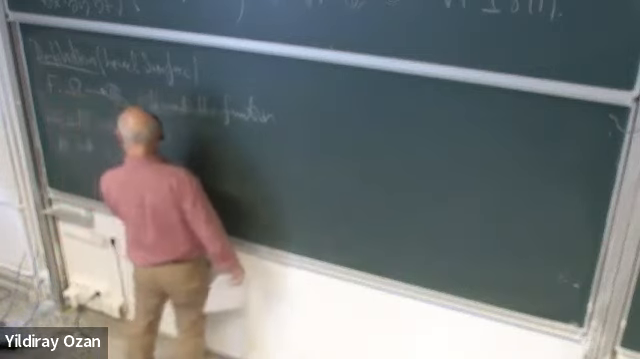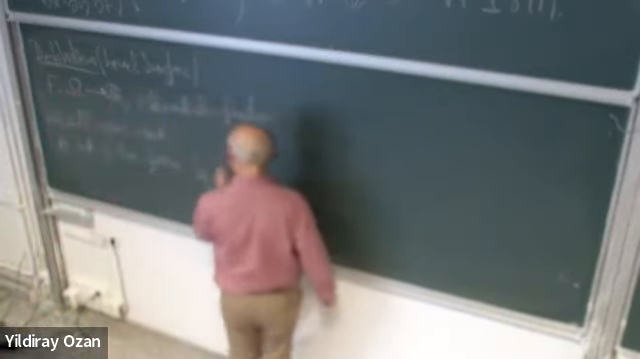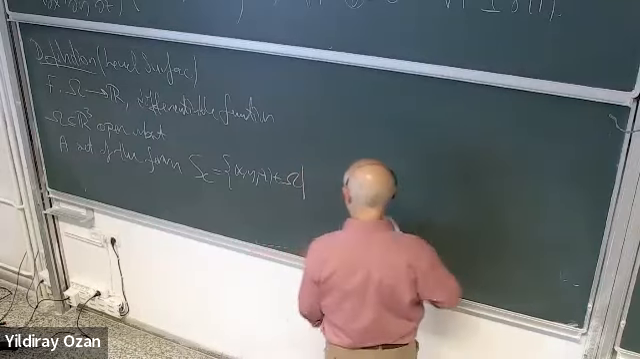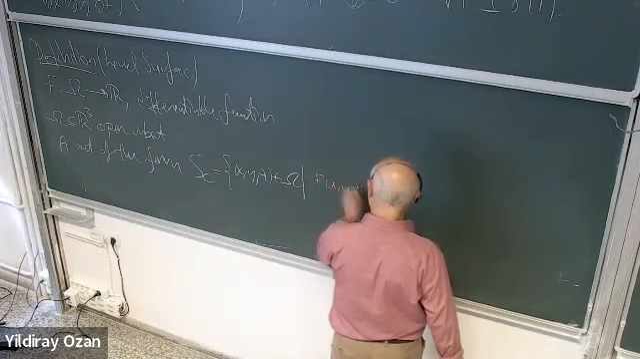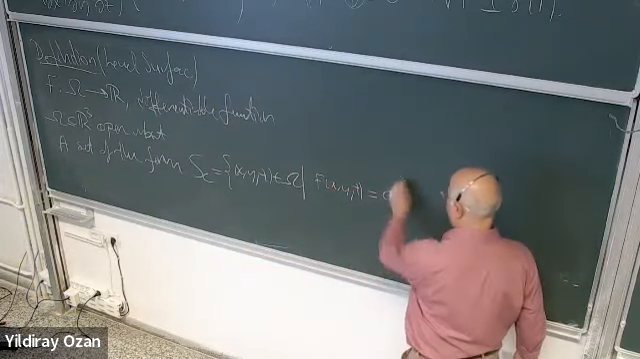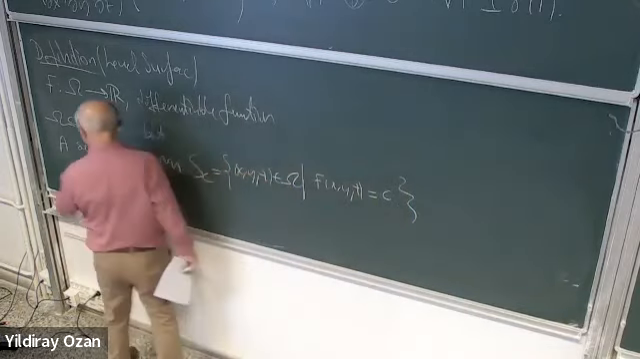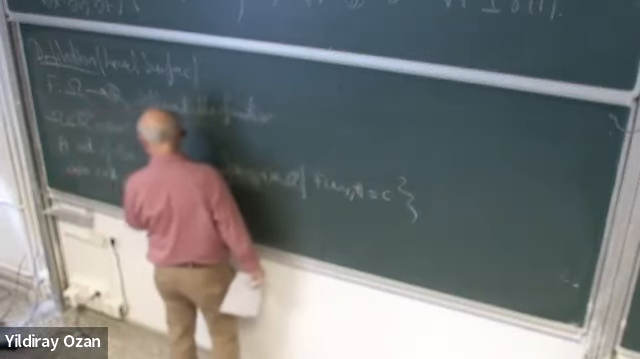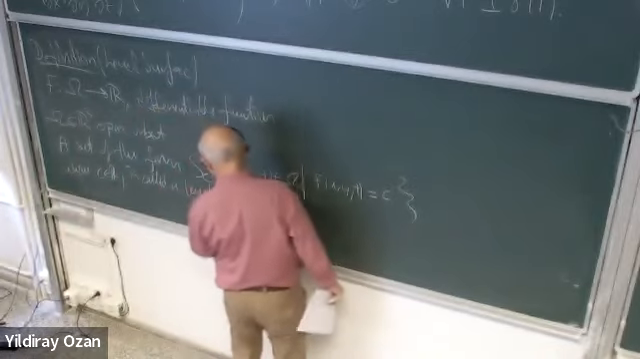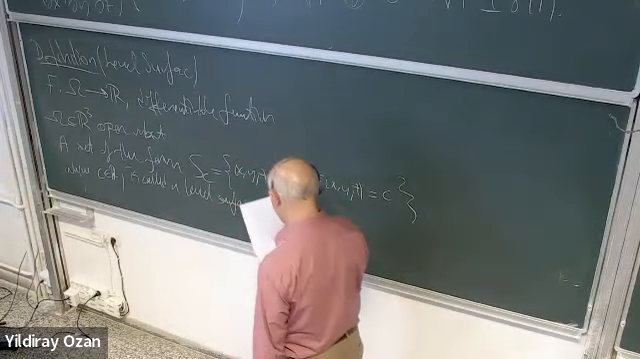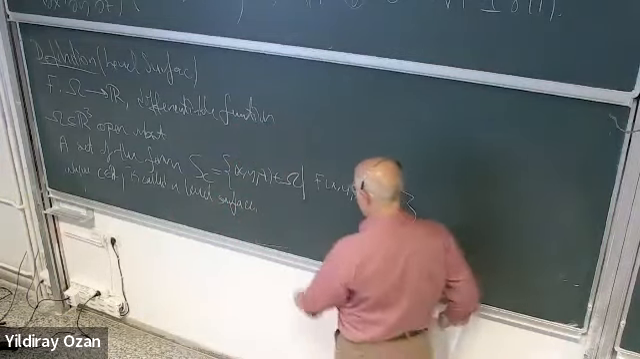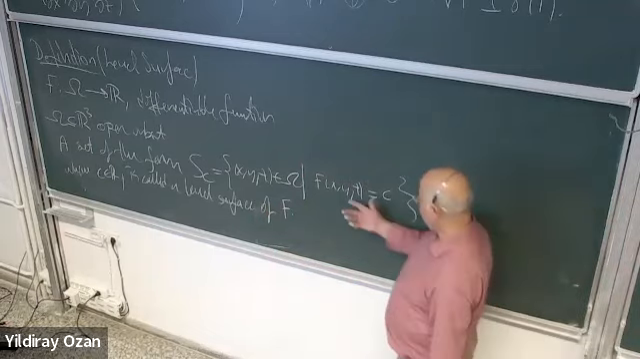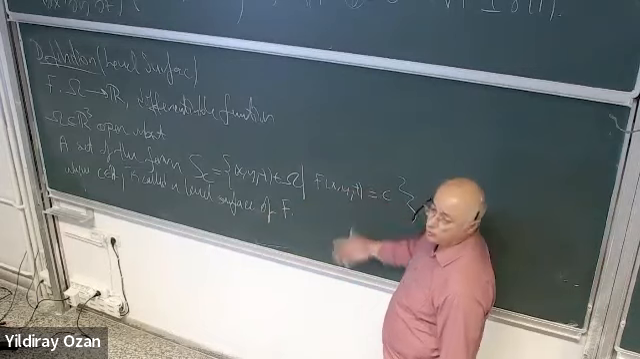Okay, a set of the form S_c, the points x, y, z in the domain such that f of x, y, z equals c, where c is any real number, is called a level surface. Level surface of f. So what does this mean? The set of points where f equals c. Okay?